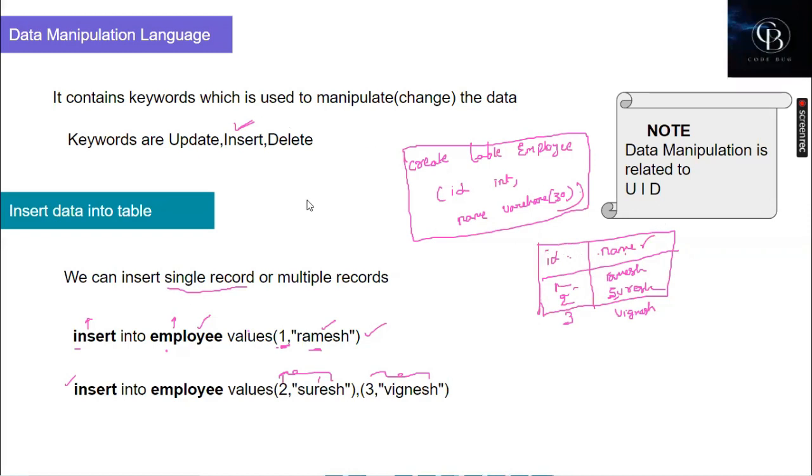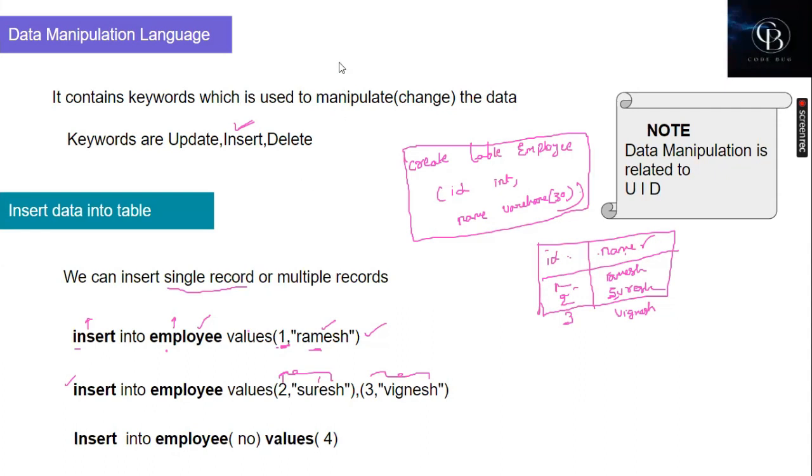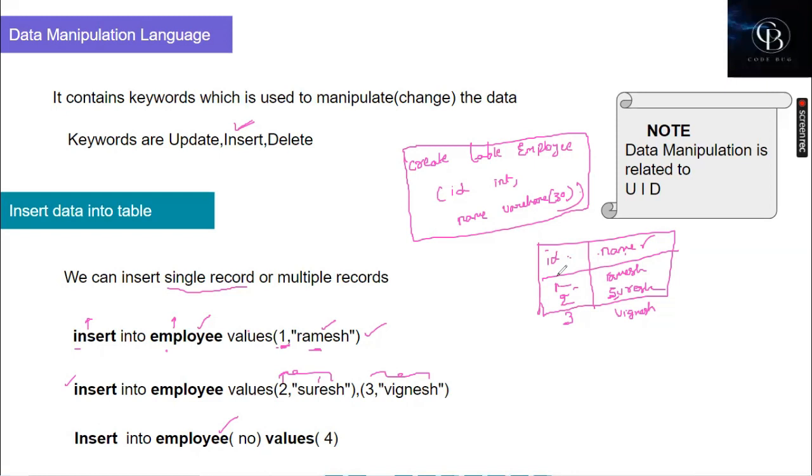In that case, how to insert? First you have to write insert into table. We need to insert only one column's data, so for that reason you have to mention that column name, ID values of 4. Once you execute this query, you will get the output: ID 4, and in place of the name you will get a null value because we are not giving any value for name.